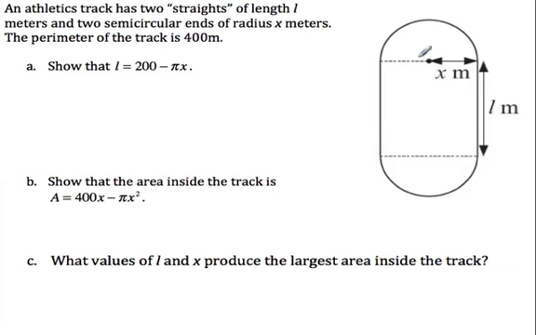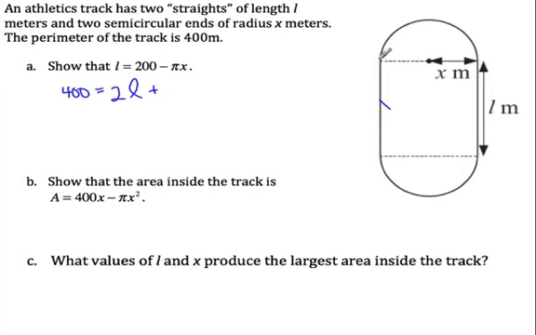So we first need to show some parts before we get that. It says show that the length is 200 minus pi x. So we know the whole thing is 400. So 400 equals, well, what makes up 400 meters? Well, we have a length and another length, so we have two lengths. And then we also have half a circle.